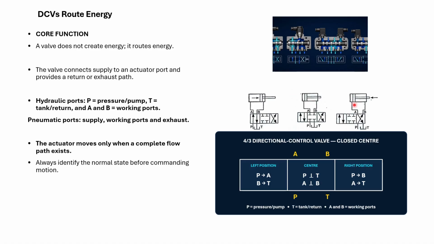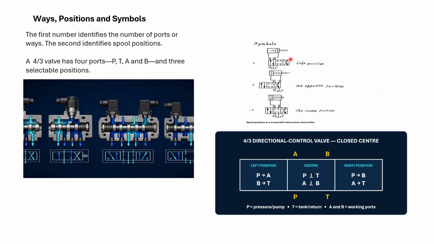Always identify the normal state before commanding motions, with positions and symbols. For here, the first number, 4: the first number means 4 ports here. Here is 1, 2, 3, 4: P, T, A and B. The third number means 3 selectable positions.